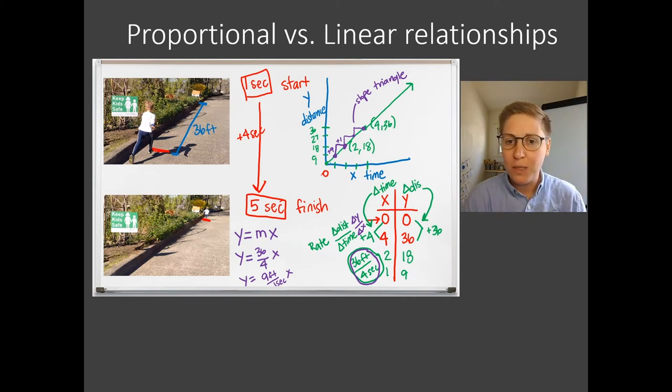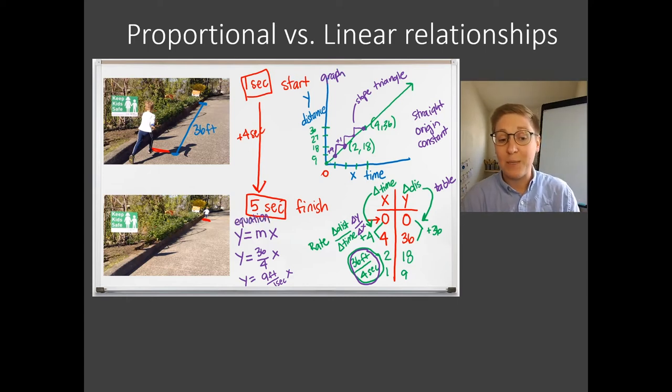A proportional relationship is a straight line that has a point that goes through the origin. The origin is 0, 0, and it represents a constant rate. We drew a table, we made a graph, and we wrote an equation. And all three of those things represent the same thing. They represent his distance over time, or his speed for any distance and any time.